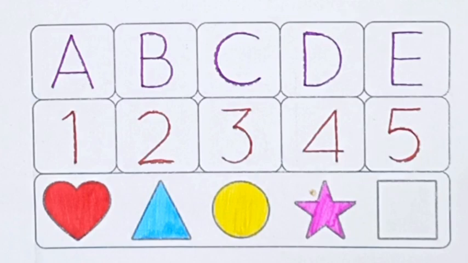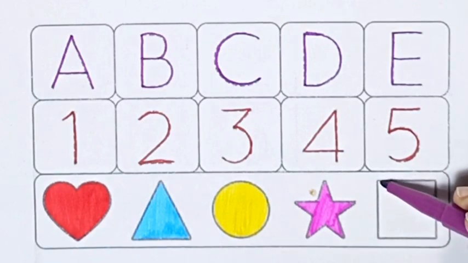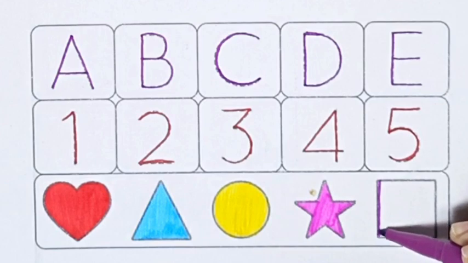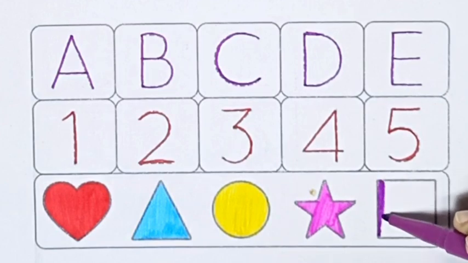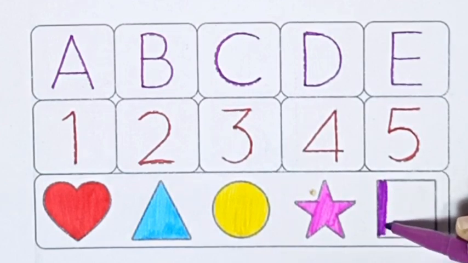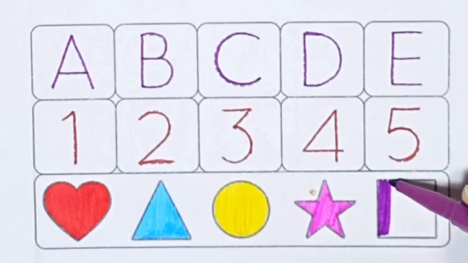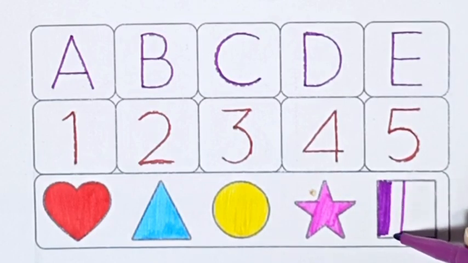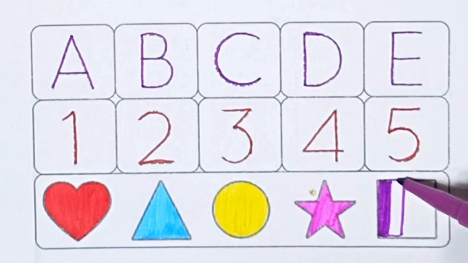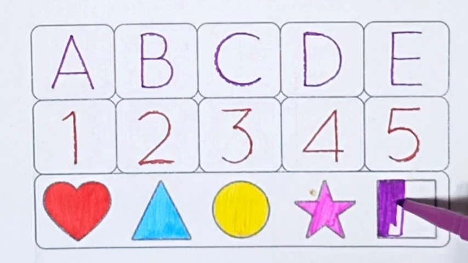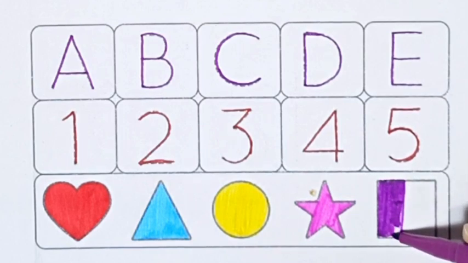Now the last shape we are going to color is square. The color of this square is purple. It's purple color. The name of the shape is square.